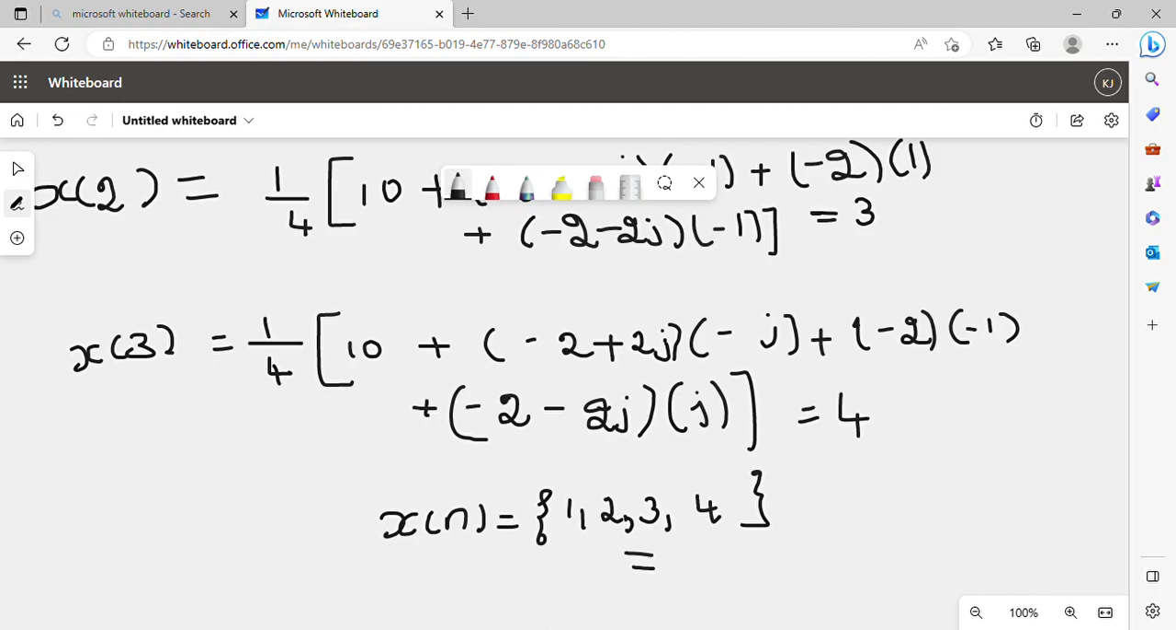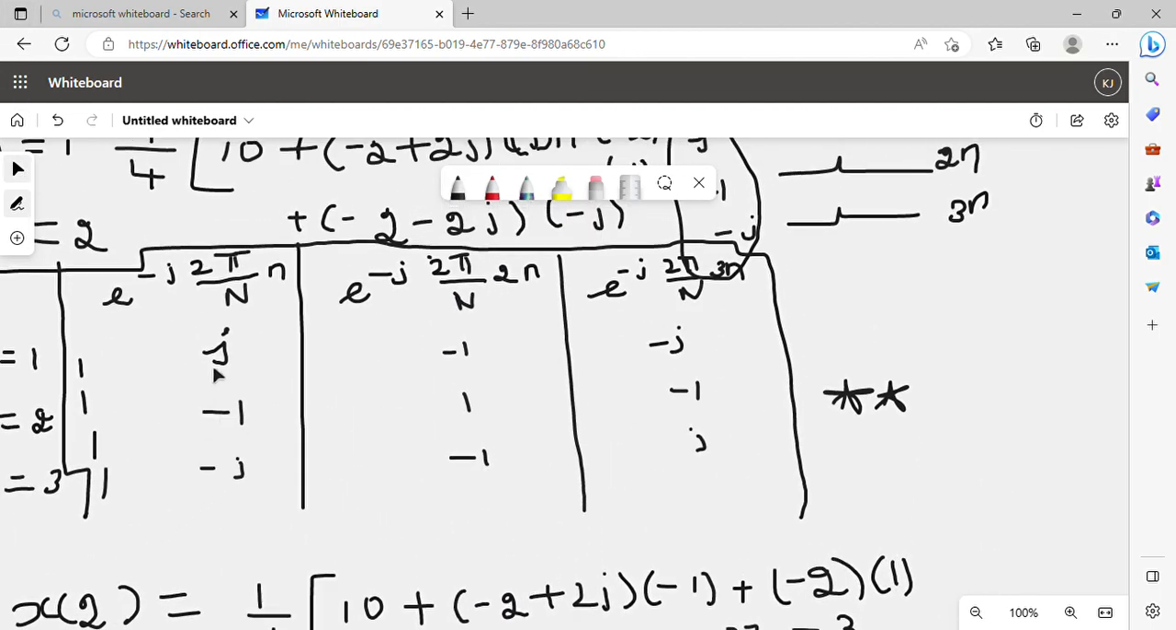In the second row, you have 1, minus j, minus 1 and j. This value you have in the second row, this value in the third row, this value in the fourth row, right? That is what I'm telling you. You have to learn this table directly, and please try to substitute, because your values are n is equal to 0, 1, 2, 3 only.